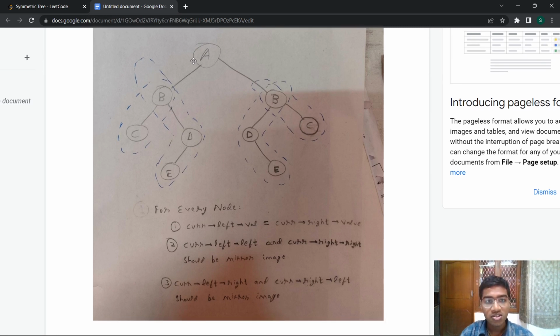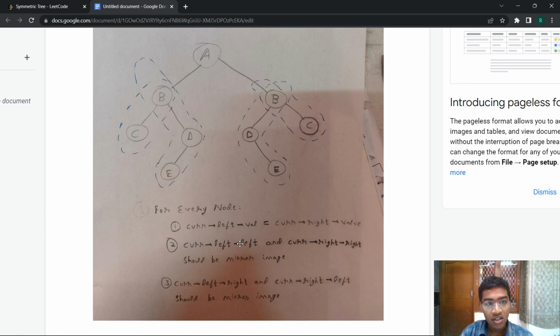Okay, let us assume that this is the tree we were given initially. A is the root node, and B, C, D, E are the children. Now, we have to make three key observations for solving this question. Number one, let us say we are at root A, then we need to check the first condition: if the value of current left, which is B, is equal to the value of current right. If both are equal, then we can move to the second step. If they are not, we can directly say that it's not a mirror and return false.